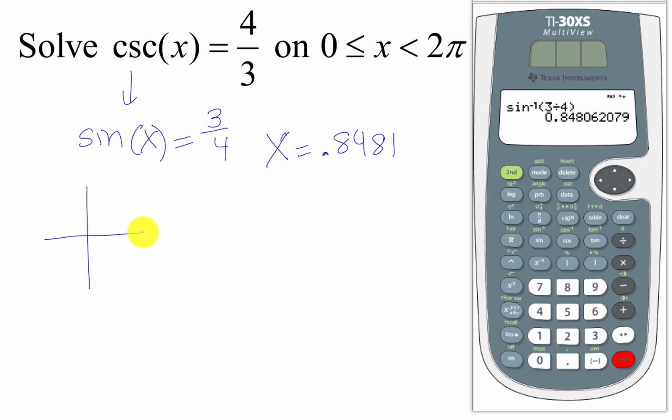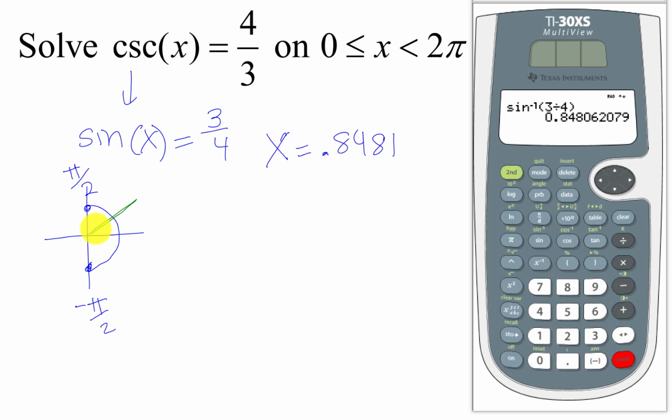And thinking of our restrictions for the range so that we have an inverse function, sine is restricted to the right half of the unit circle. So it would give answers from negative pi halves to pi halves. Since this was positive, it gave us an angle in quadrant 1 somewhere.